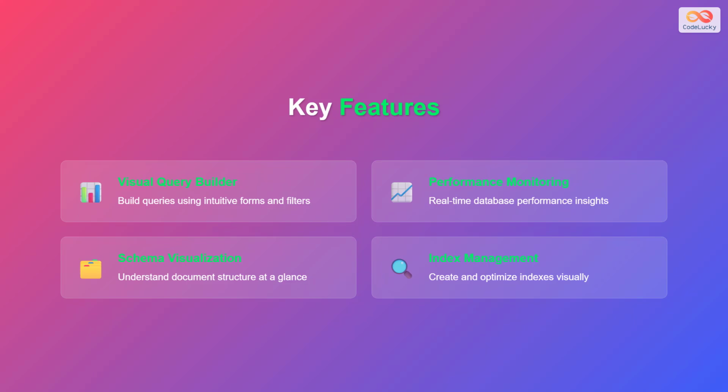Let's explore some of the key features of MongoDB Compass. It includes a visual query builder, allowing you to construct queries using intuitive forms and filters. It offers performance monitoring, providing real-time insights into your database's performance. Compass provides schema visualization, enabling you to understand your document structure at a glance. Finally, it has index management capabilities, allowing you to create and optimize indexes visually.